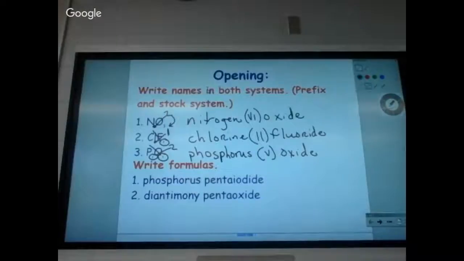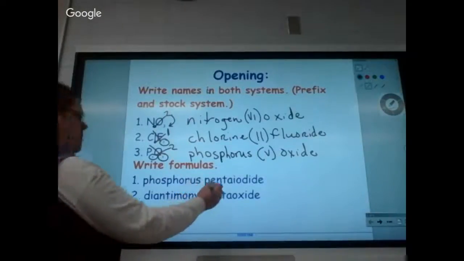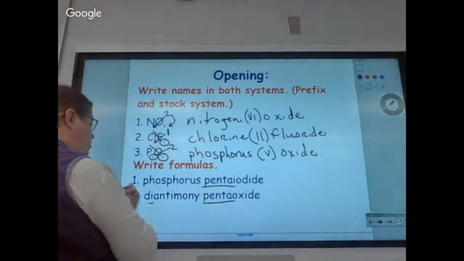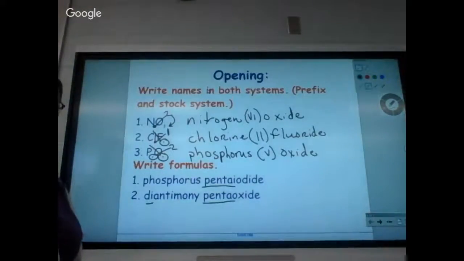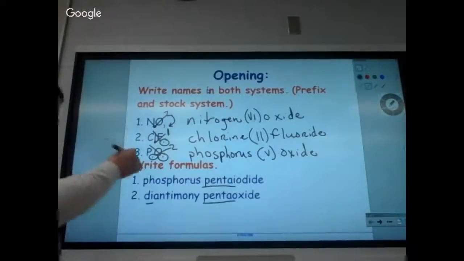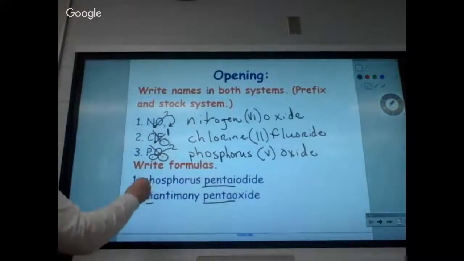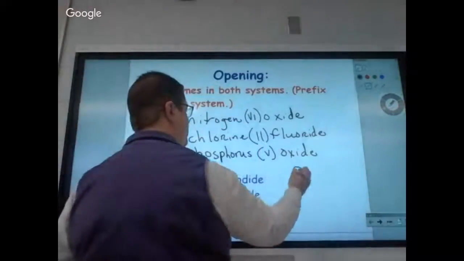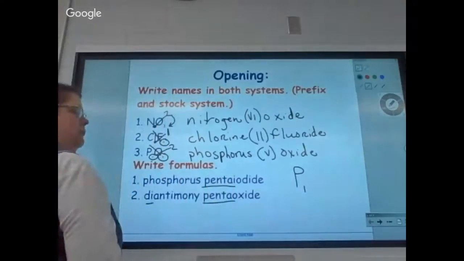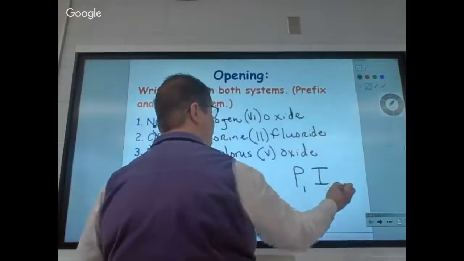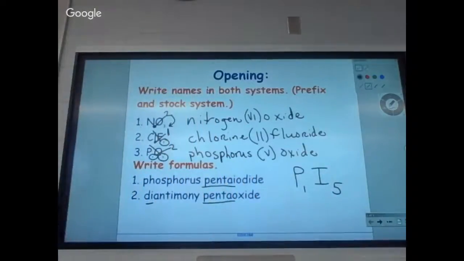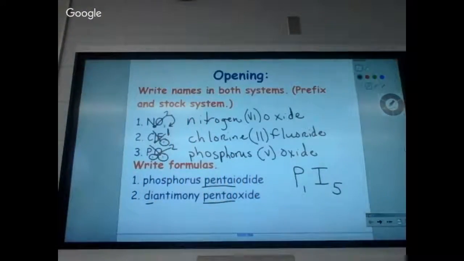Now, phosphorus pentaiodide. When you see a prefix, you should think, oh, this is old system. No crisscrossing. No oxidation numbers. Subscripts are those prefixes. So phosphorus, does it have a prefix right there? That tells us that it's just a 1. Iodide has a what on it? So that means it's a 5. Okay, I wouldn't write the 1, but I put it there just for explanation purposes.